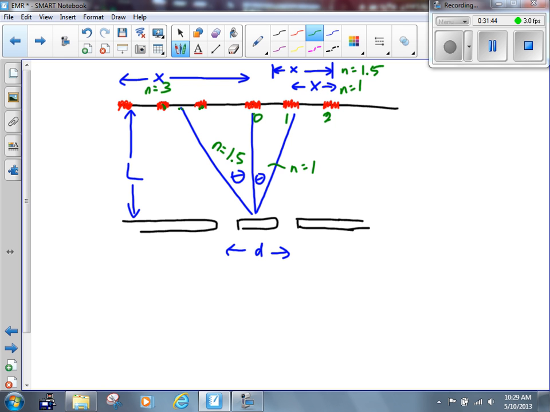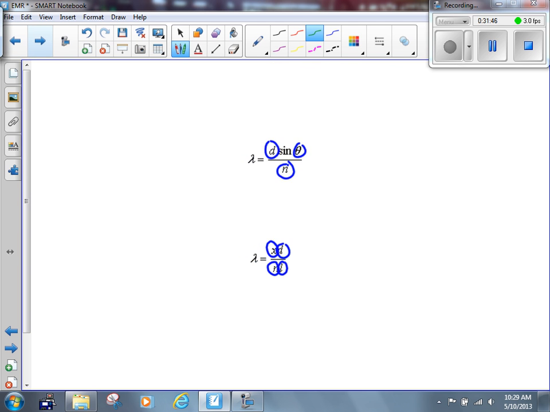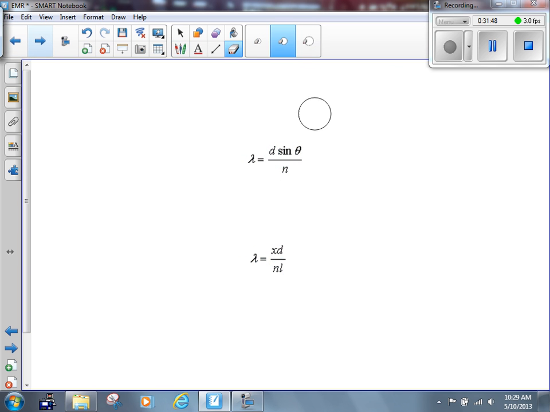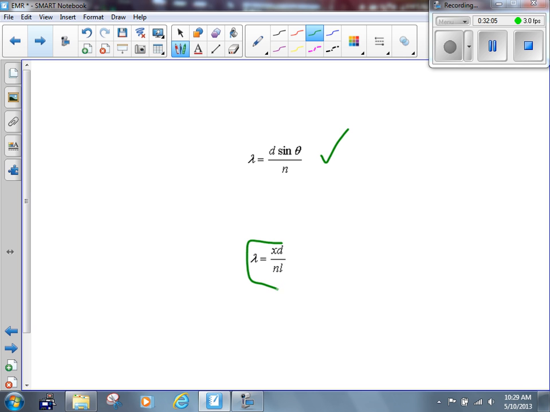All right, our two equations look like this. d sine theta over n is equal to lambda, that's the wavelength of the light, and lambda, the wavelength of the light, is equal to xd over n times L. This equation is always valid. This equation is usually valid. I'm going to put a little disclaimer by that, though.